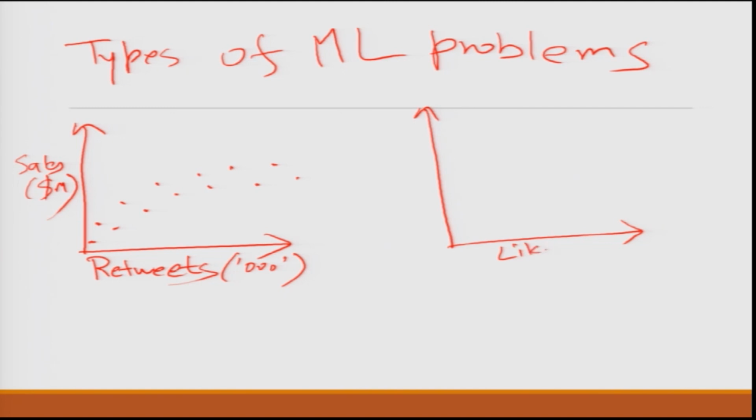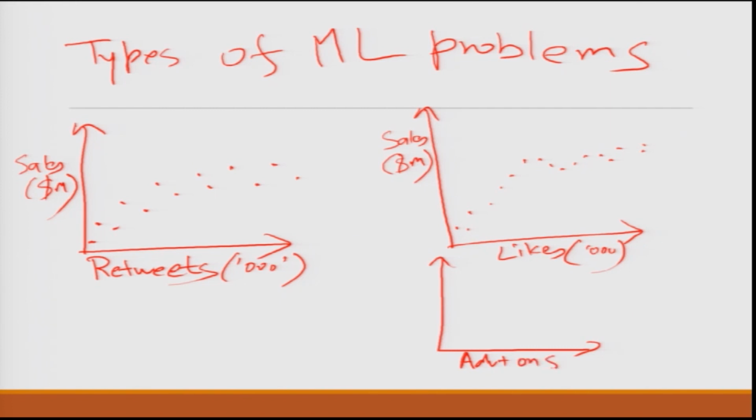Similarly, they did an assessment of the number of likes versus sales, again in dollar millions, and this time something like that. Similarly, they had another graph which was on advertisement on social media. So, here for example, they find this kind of a trend.